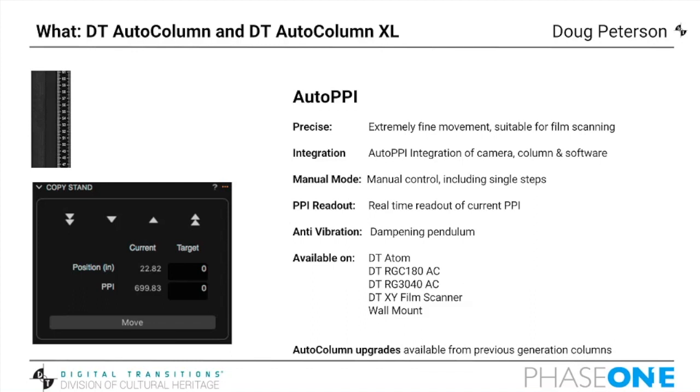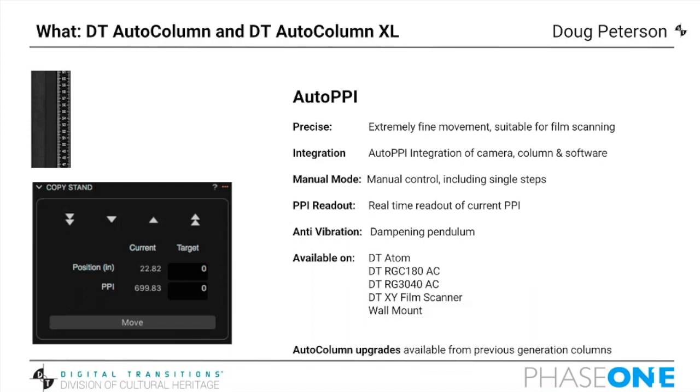The DT AutoColumn and AutoColumn XL product line are available on the DT Atom, the DT RGC-180AC, the DT RG-3040AC. Those are new versions of our existing RGC-180 and RG-3040. The AC there stands for AutoColumn, as well as on the DT XY film scanner, which has been recently installed and is in use at the Library of Congress, scanning the FSA collection. That is also going to be using a DT AutoColumn.